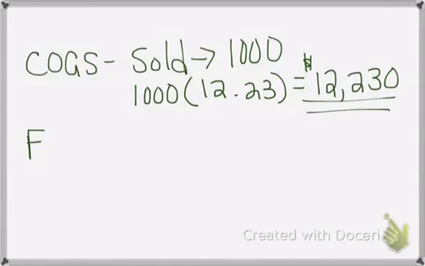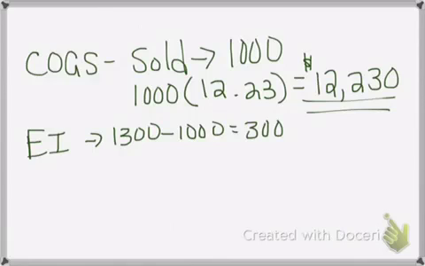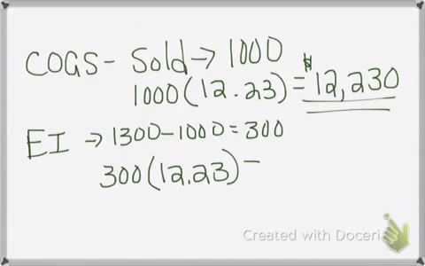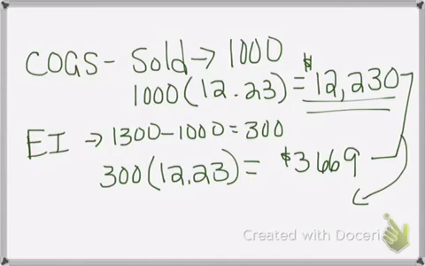Now for ending inventory, we have to look at what our units were. Well, they were 1,300. How much did we sell? We sold 1,000. So that means we have 300 units. So we would take those 300 units that we have in ending inventory and multiply that by the average cost, which was $12.23, and that means that our price for ending inventory is going to be $3,669.